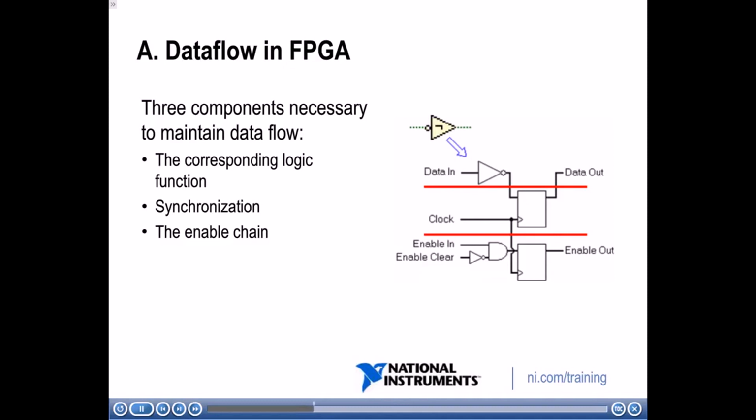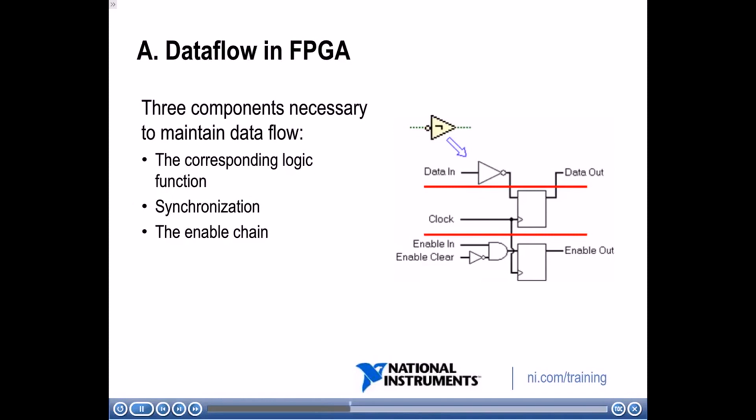Now let's take a look at the middle. In the middle, you'll see a synchronization register, and that guarantees that data is output only on rising edges of the clock. Now at the bottom, we see something called the enable chain. The enable chain section includes additional synchronization registers that only output on the rising edge of the clock. Due to the enable chain overhead, each function takes a minimum of 1 clock cycle.